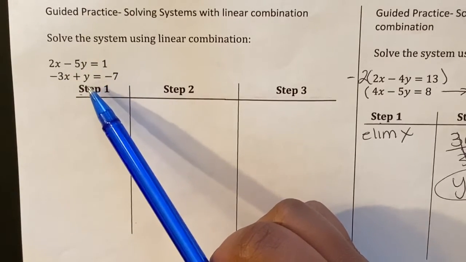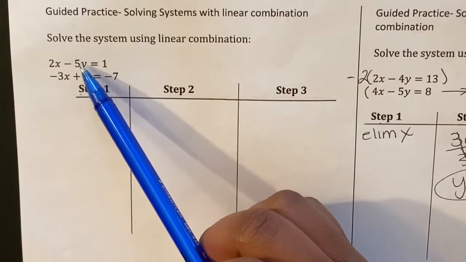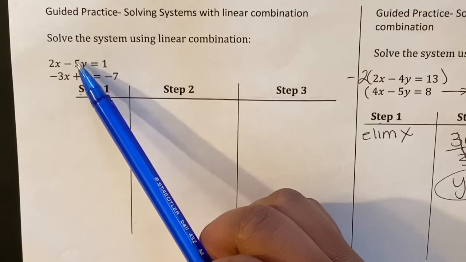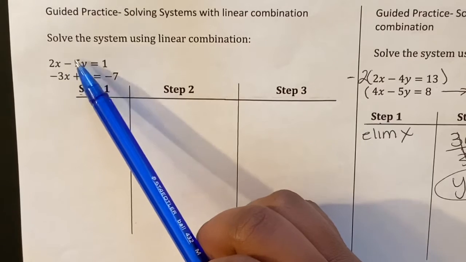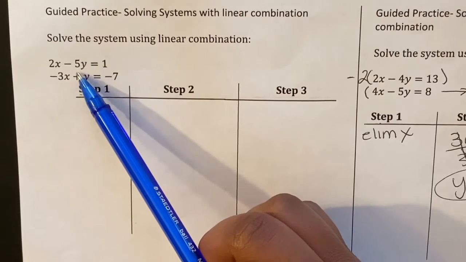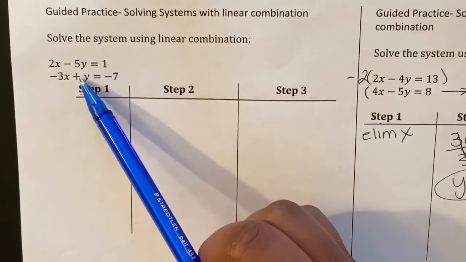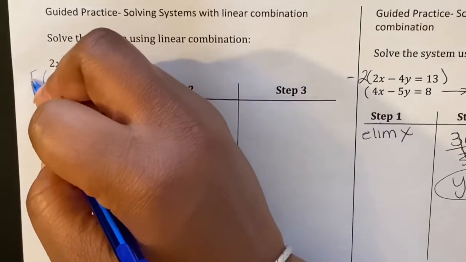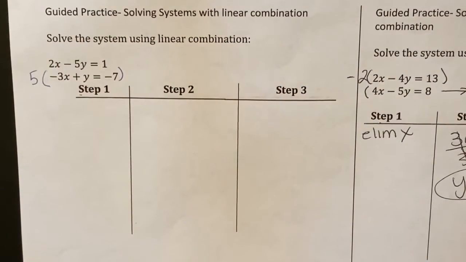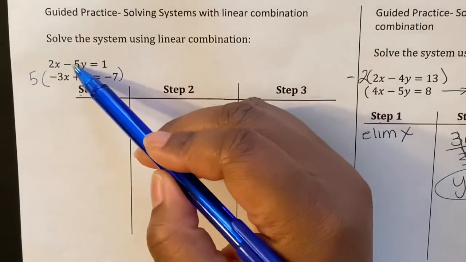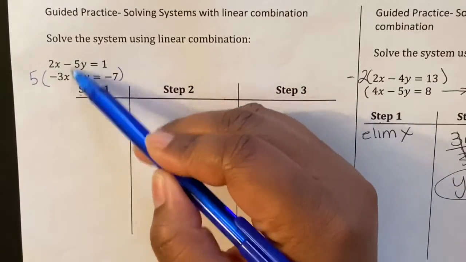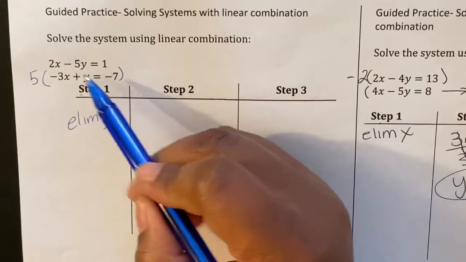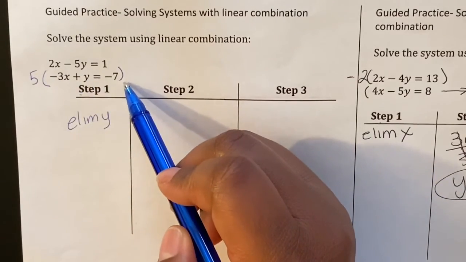So why do I think it's easier to eliminate y? Because if I have a negative 5y and I have a 1y, the whole goal is to eliminate by having opposite signs. So this is already negative 5y and this is positive 1y. So I can multiply this whole equation to make this a positive 5y. I'm going to multiply this by positive 5, the whole equation, not just the y. The goal is so that I can have negative 5y and positive 5y because it makes 0. So I'm going to eliminate y by multiplying this whole bottom equation by 5.